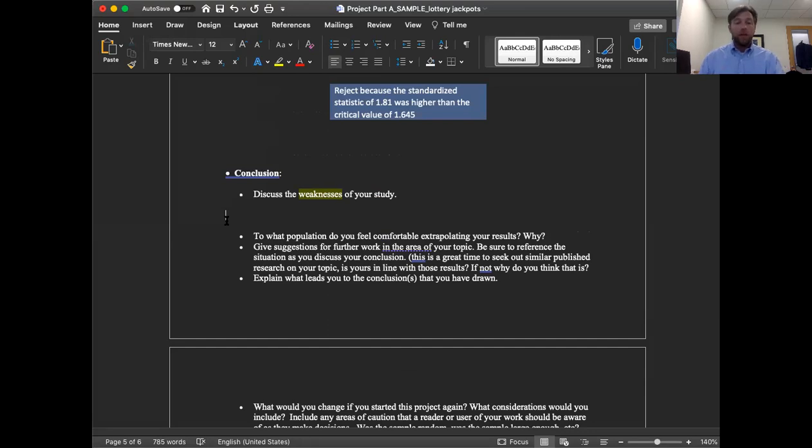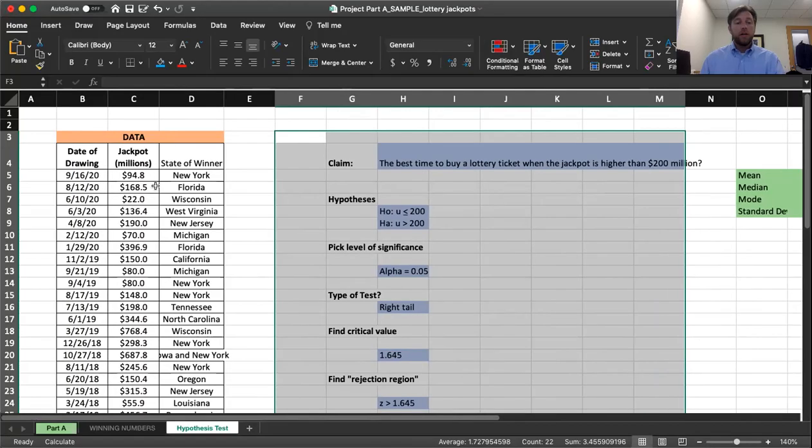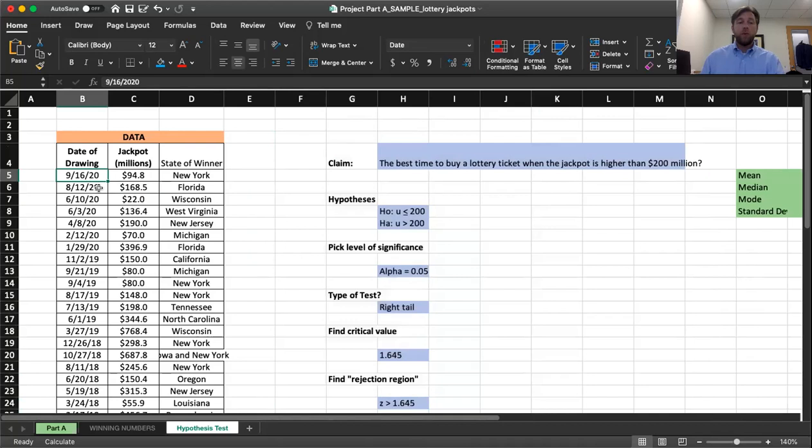Well, for me, if you go back to my data, take a look at my data. You know, there were some flaws in there. Take a look at this. My most recent winning was in September of 2020.